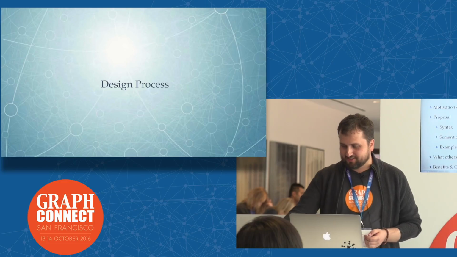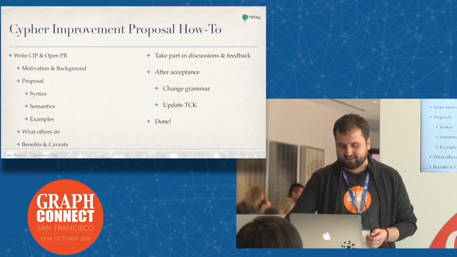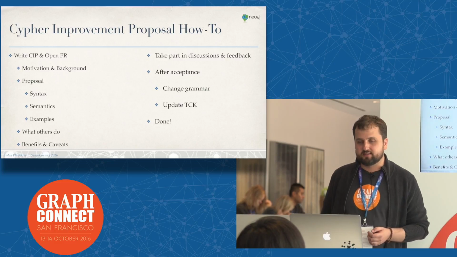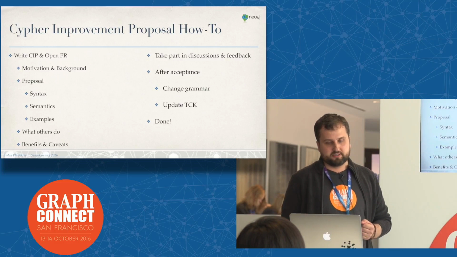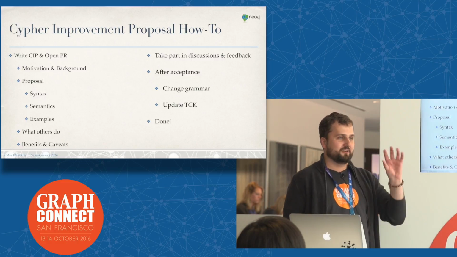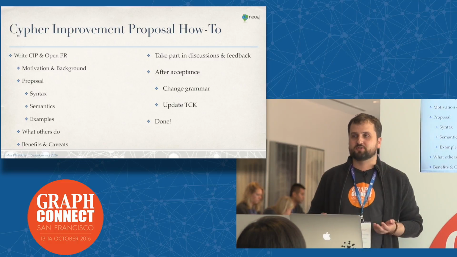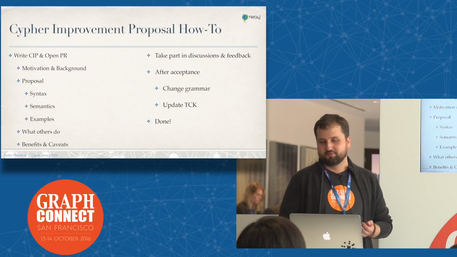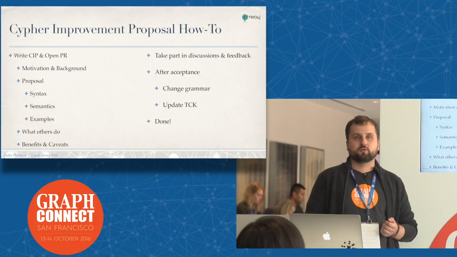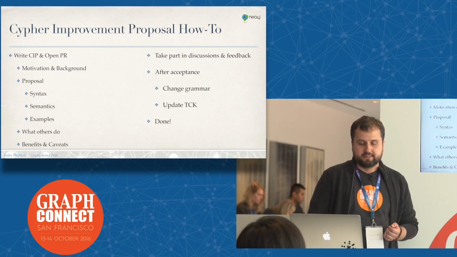So, design process. Since I have a second deck, I want to wrap up a bit. The way we work these days is we write documents called CIPs, Cypher Improvement Proposals. That's the name of the document, and the whole process is called the Cypher Improvement Process. There's actually a template; if you go to the openCypher website, you'll find that.